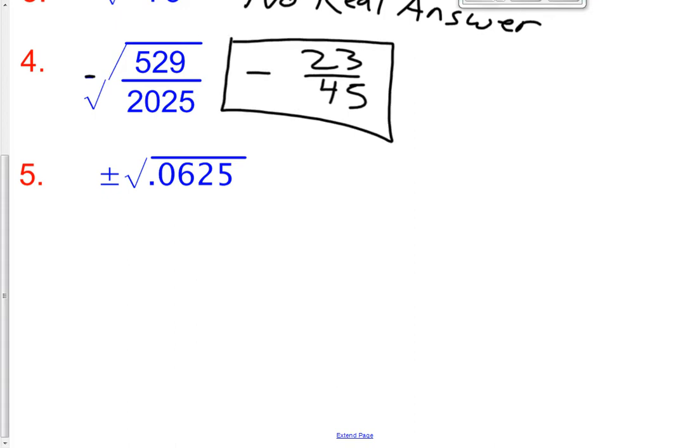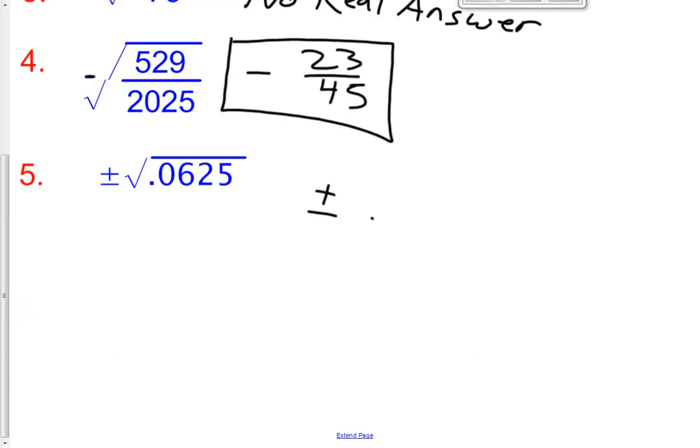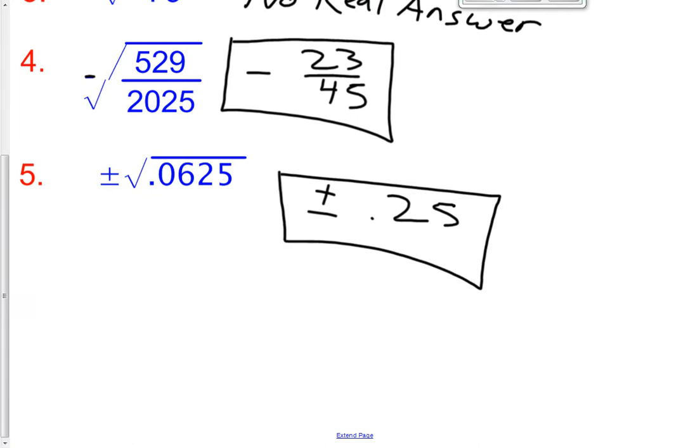There's our answer to problem number 4, and for number 5 it's going to be plus and minus the square root of 0.0625. I'll put that in my calculator again. Second square root 0.0625. And I get 0.25. So 0.25 times 0.25 is 0.0625. So the square root of 0.0625 is 0.25. So start off pretty basic. I hope all of that made sense too.